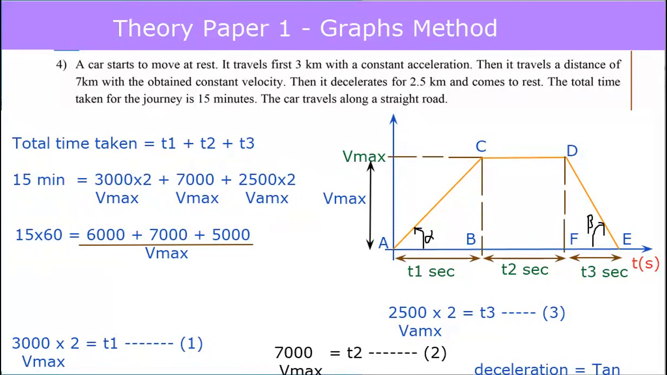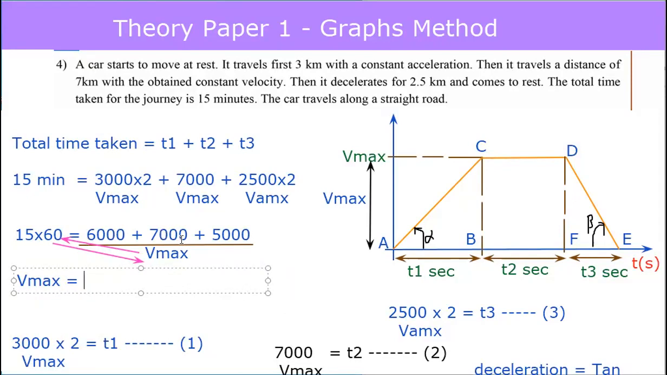And now, the next thing is to interchange the terms. You can take Vmax to this side and 60 into 15 to this side. That's what you want to do next, right? So you can make Vmax the subject like this. Vmax equals, what is 6000 plus 7000 plus 5000 here?